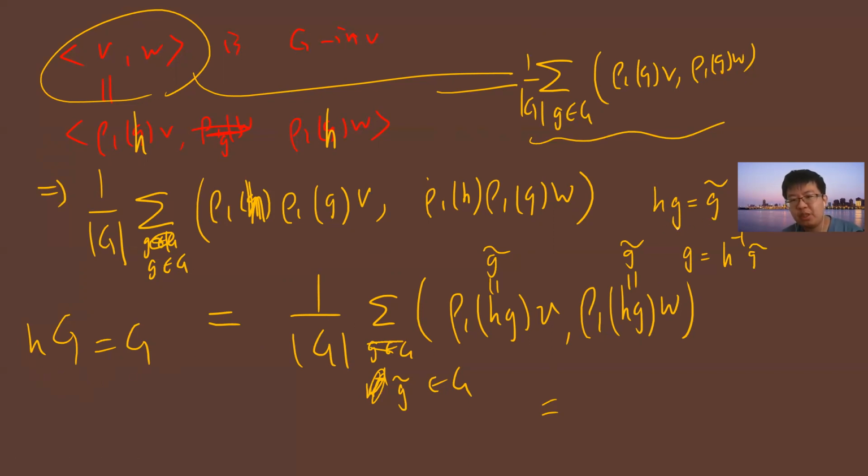So you just change your variable: HG becomes H tilde, so G is H inverse G tilde. Every element is just shifted by H inverse. So this changes G tilde to G, and everything is now just a permutation of terms. So they are exactly the same. Proof done. Okay, so now we can give the final result.